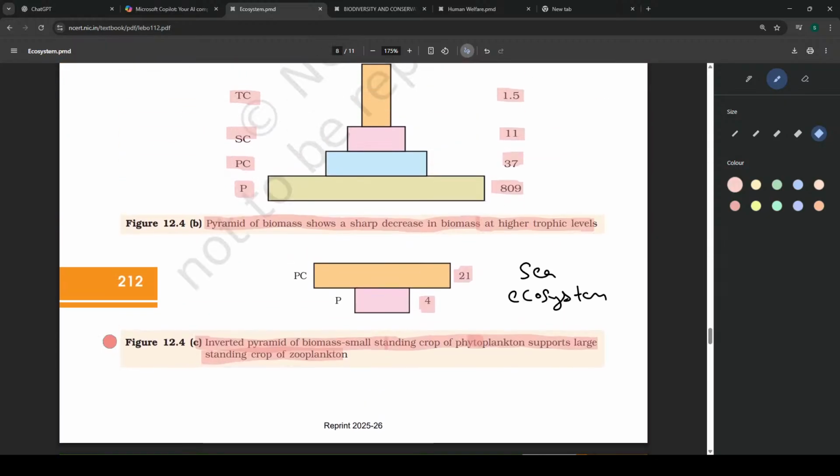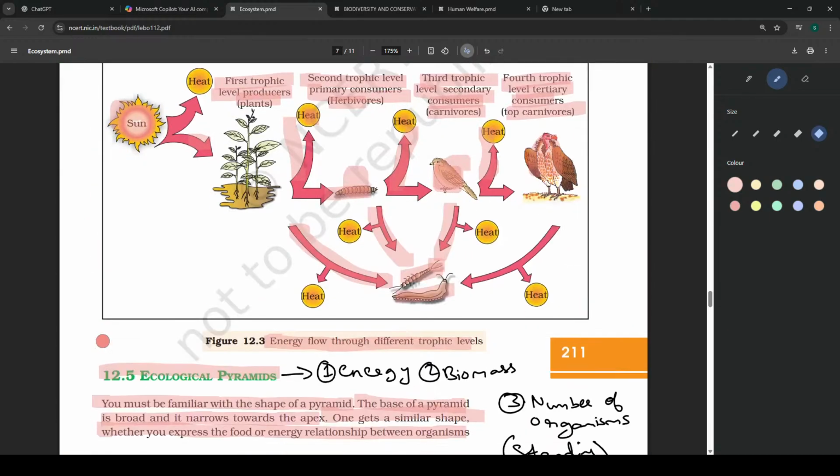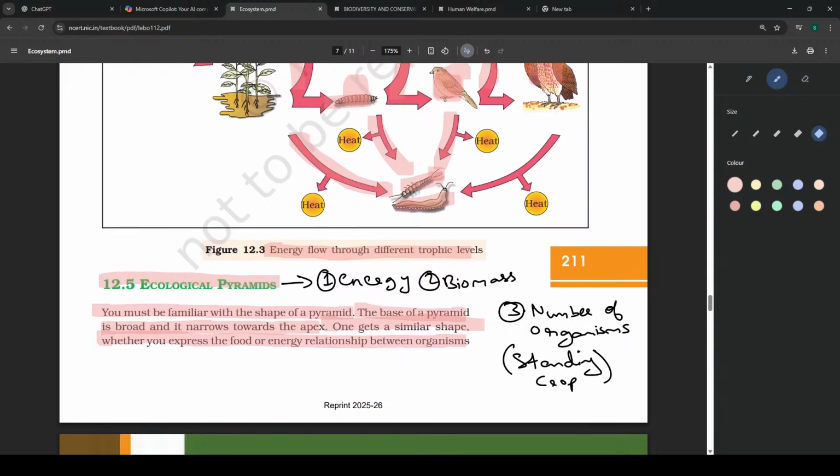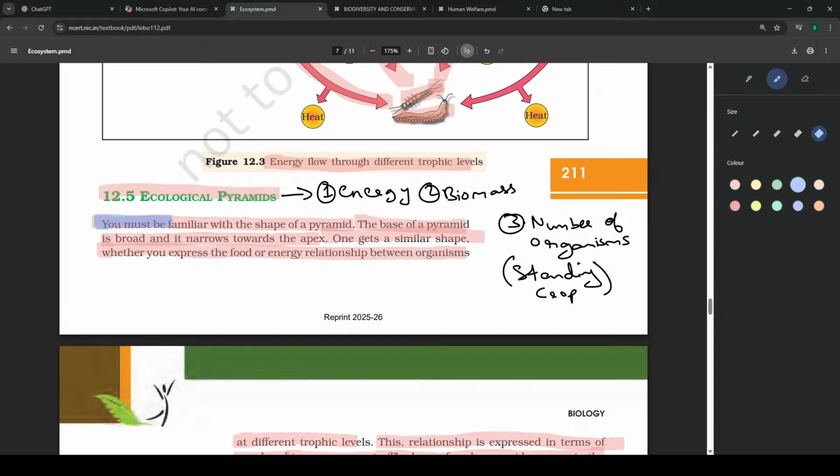I'll highlight the important points in blue. Yes, you must be familiar with the shape of a pyramid. Okay, that is not important.